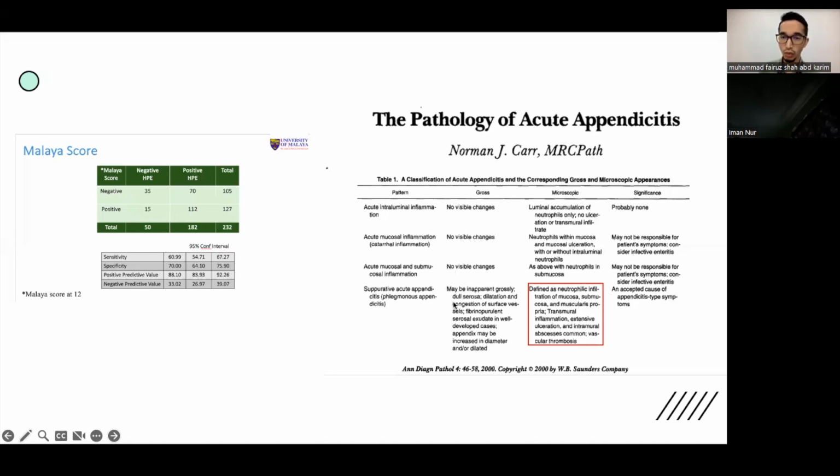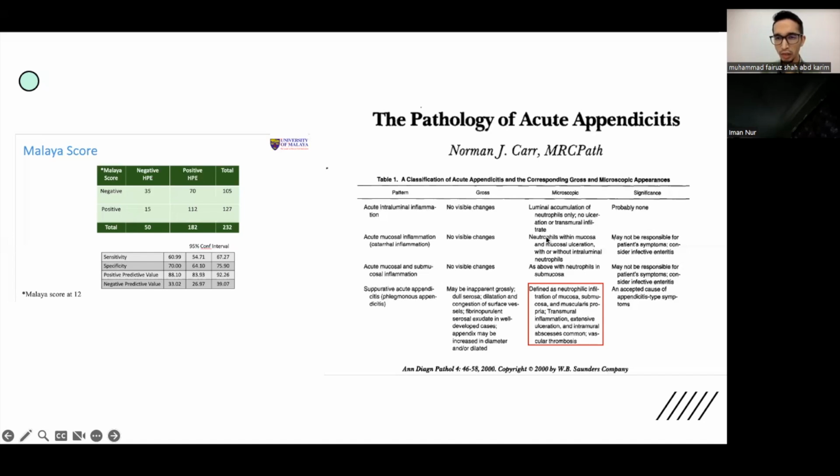This was published in a journal, which mentioned that to diagnose or confirm that the HPE is because of acute appendicitis, you need to fulfill these criteria: neutrophilic infiltration of the mucosa, submucosa, and muscularis propria, and transmural inflammation, meaning across the whole wall of the appendix.